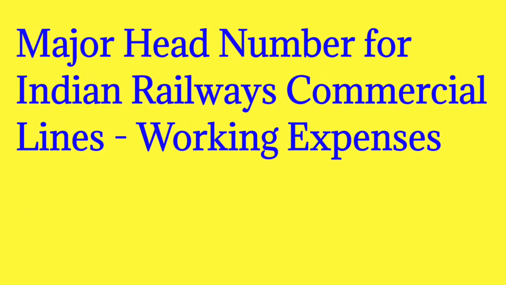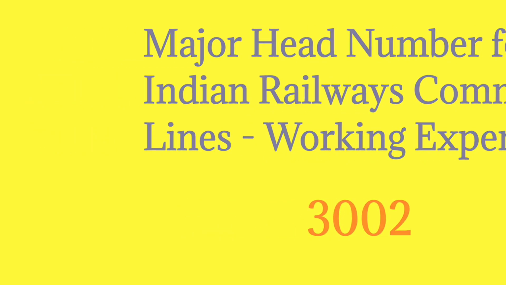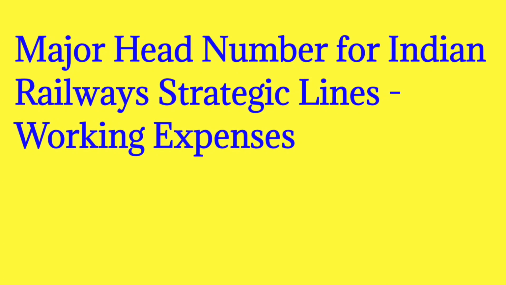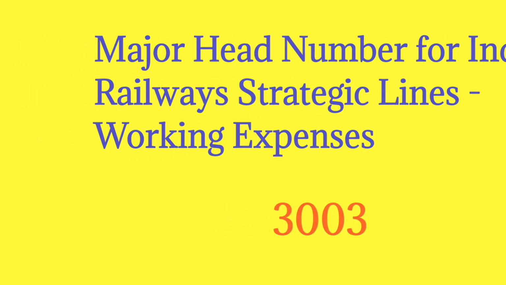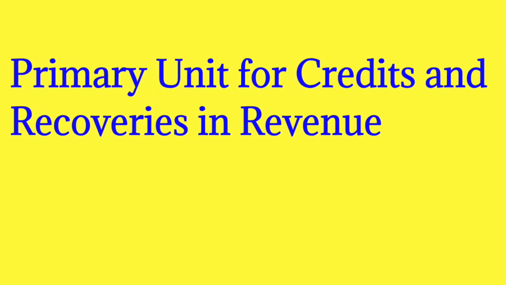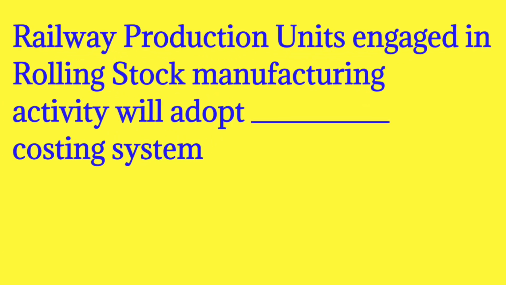Major head number for Indian Railway Commercial Lines working expenses is 3002. Major head number for Indian Railway Strategic Lines working expenses, which comes under working expenses, is 3003. These are major heads. Primary unit for credits and recoveries in revenue is 97, credits and recoveries from revenue.